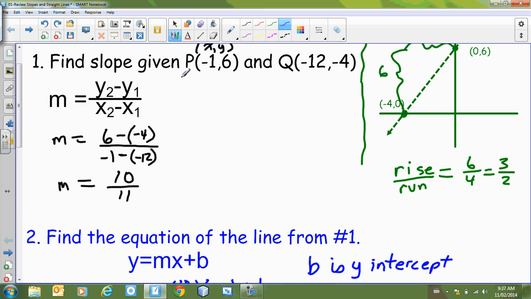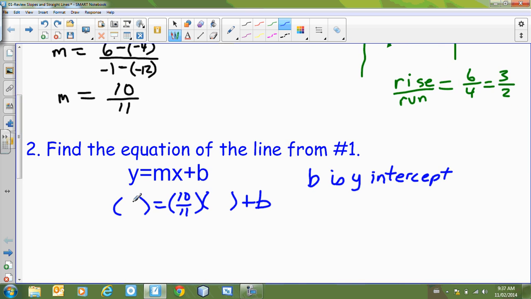My point, my x, y value can either be this as a combination or this as a combination. Again, I'll get the same answer if I don't make any mistakes. One might be nicer to work with than the other sometimes, and so I'll pick the nicer one. In this case, I don't think it matters too much. This is a little bit nicer, I guess. So 6 is my y, and -1 is my x.